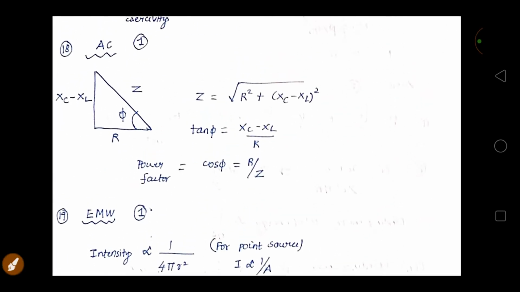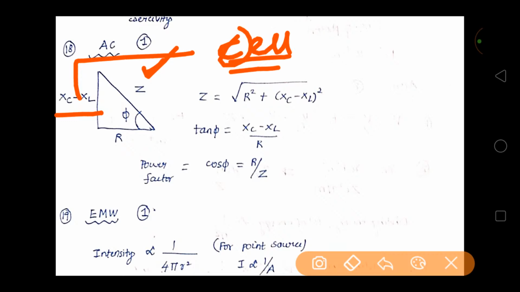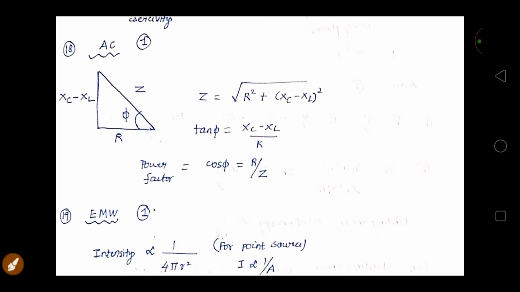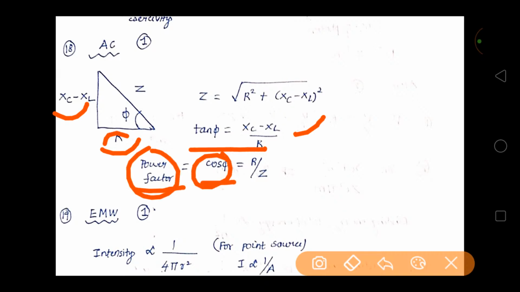Right, next. AC. So impedance triangle, XC minus XL. How to remember this? C followed by L. XC minus XL, here R, this is Z. Z means impedance. So it is impedance triangle. Apply Pythagoras theorem: Z is equal to the root of (XC minus XL) the whole square plus R square. Then tan phi is equal to XC minus XL by R. Power factor means cos phi is equal to R by Z.